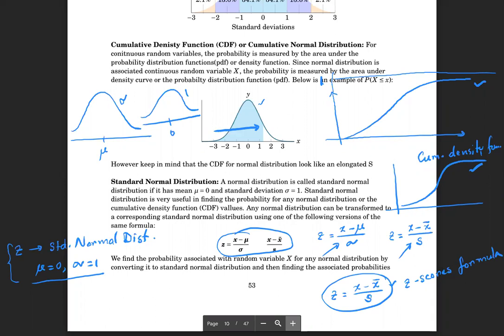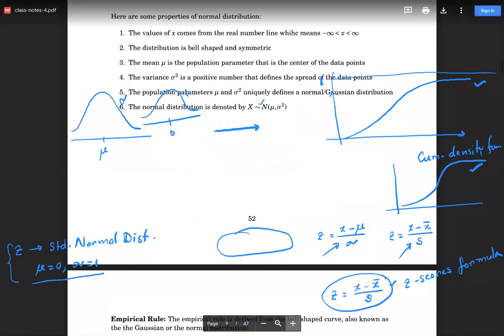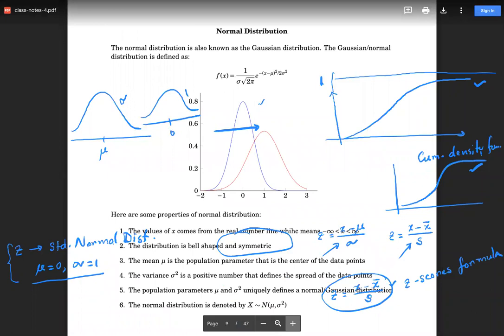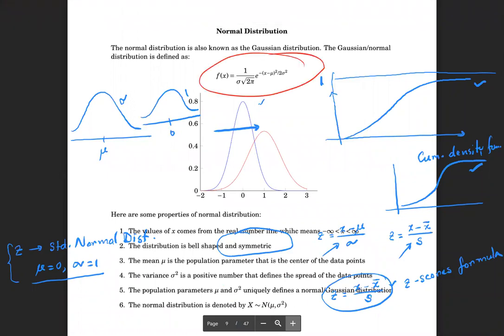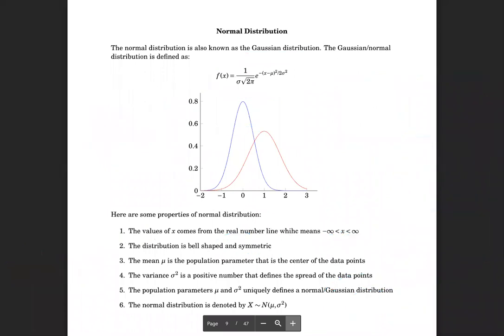This is extremely useful because if you want to find the probabilities associated with the normal distribution, you technically have to use this formula. And you cannot manually do it. You could, by the way, but it will take you a lot of time. So what you need to do is use a table called the standard normal distribution table or z-scores table. And that's a table I just sent you.